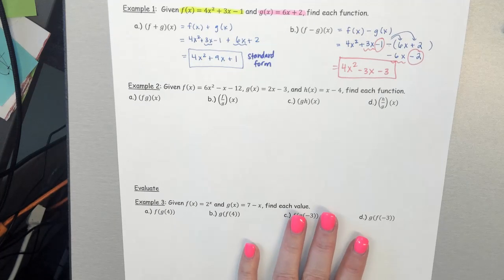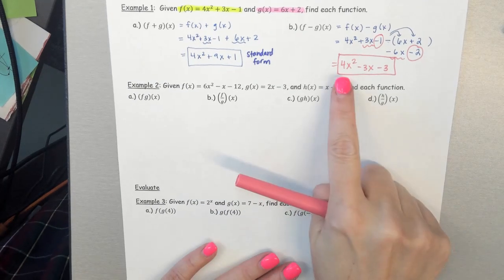You have to write like f plus g, or f minus g of x. Nope, you can write it like that. That's fine.